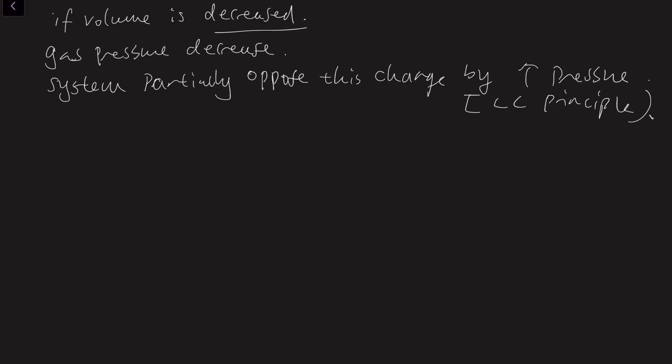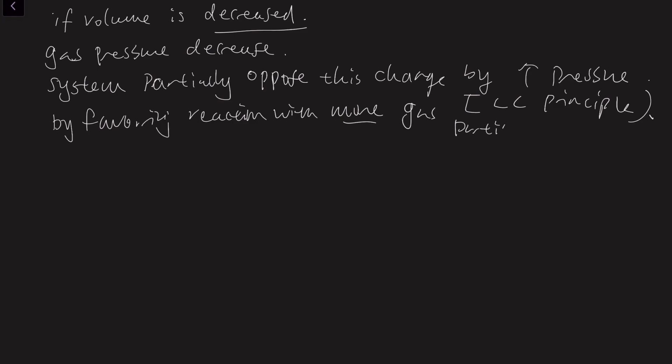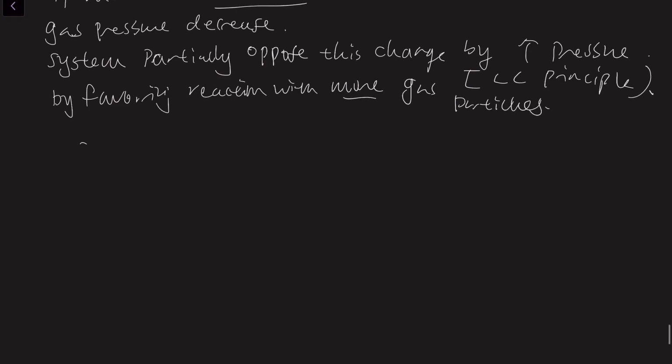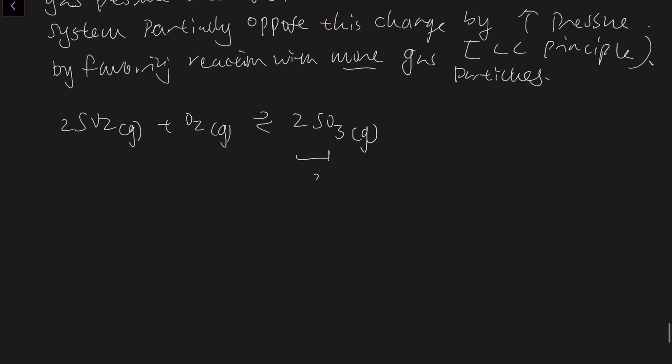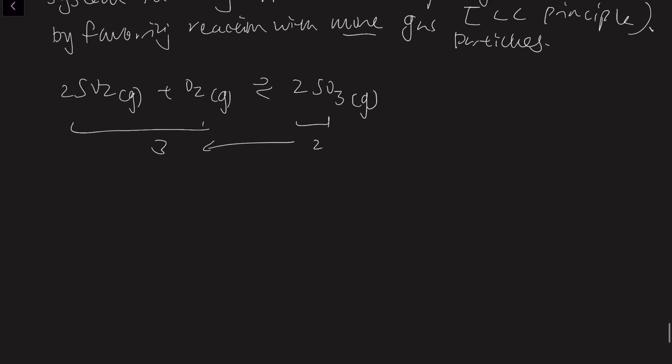How does the system try to increase the pressure? By favoring the reaction with more gas particles. So for this type of chemical reaction, we have 2 particles on the right, 3 particles on the left. We want more particles. We want to go from 2 to 3 to increase the gas pressure. So we favor the reverse reaction.